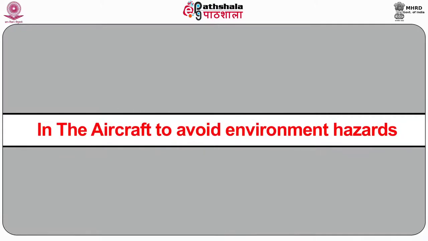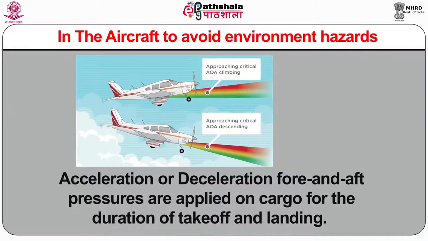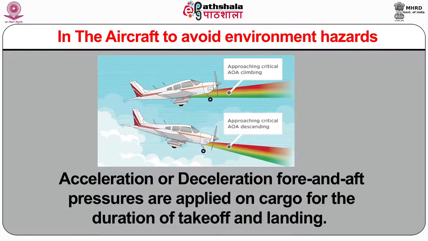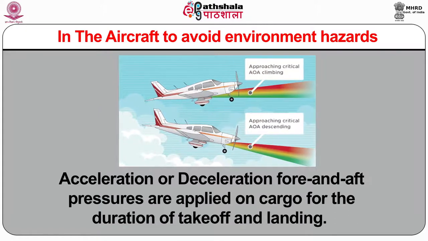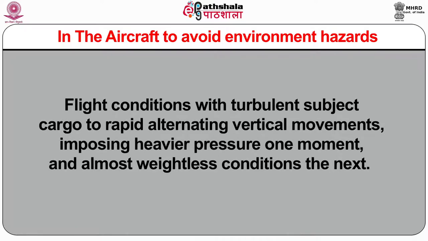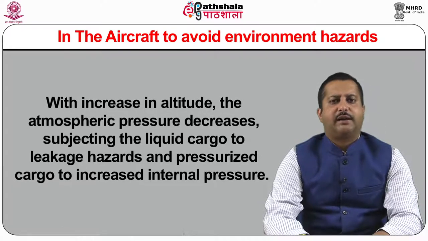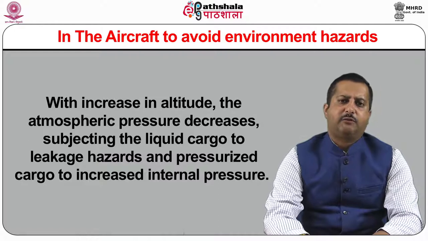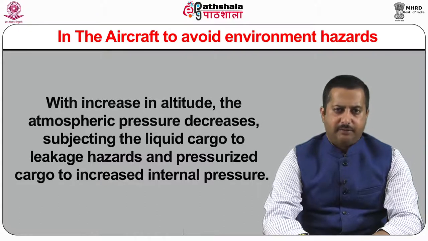Firstly, in the aircraft, to avoid environmental hazards: acceleration or deceleration fore and aft pressures are applied on cargo for the duration of takeoff and landing. Compression forces are applied at some stage in rough landings. Turbulent flight conditions subject cargo to rapid alternating vertical movements, imposing heavier pressure one moment and an almost weightless condition the next moment. With increase in altitude, the atmospheric pressure decreases, subjecting liquid cargo to leakage hazards and pressurized cargo to increased internal pressure.